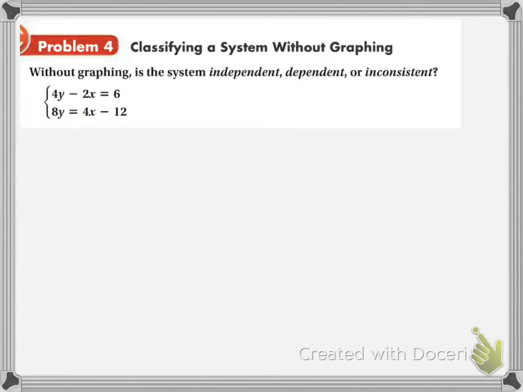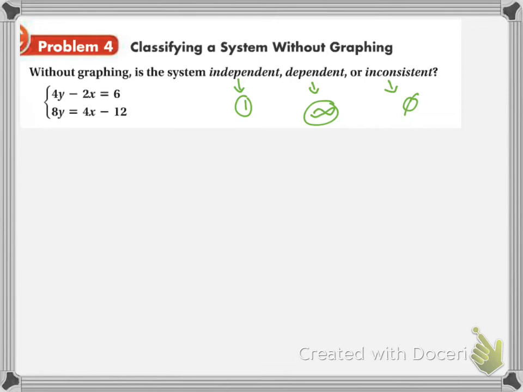So finally, we're going to look at classifying a system without graphing. So just by looking at these equations and comparing their slopes and their y-intercepts, we're going to be able to determine whether a system is independent, dependent, or inconsistent. Independent means one solution, dependent, infinite, inconsistent, no solutions.